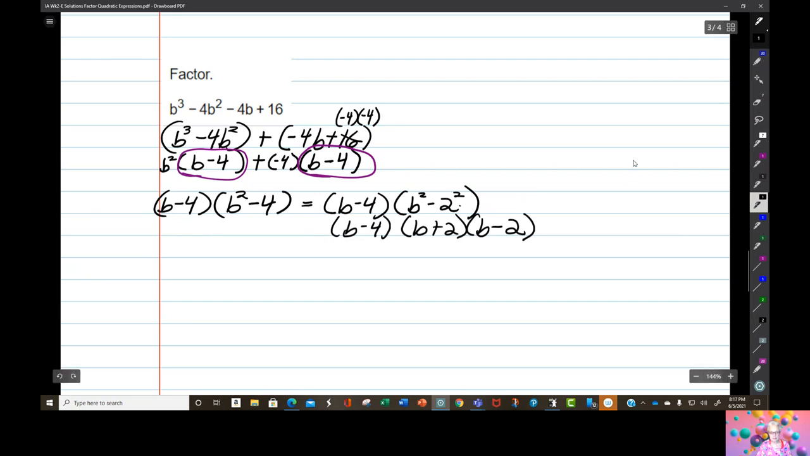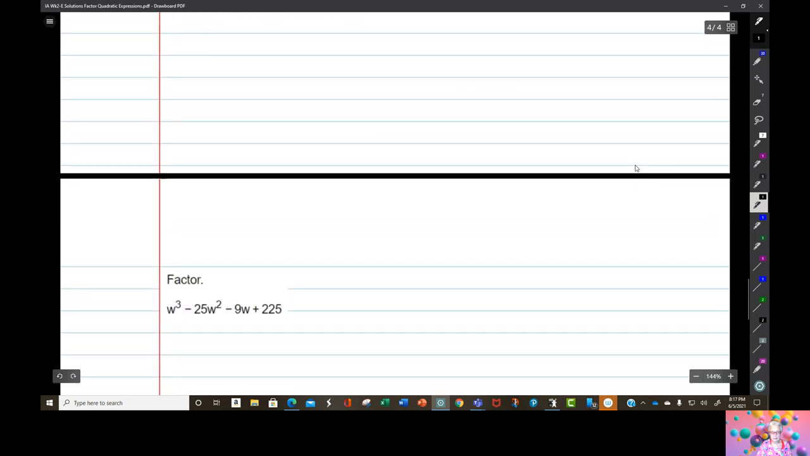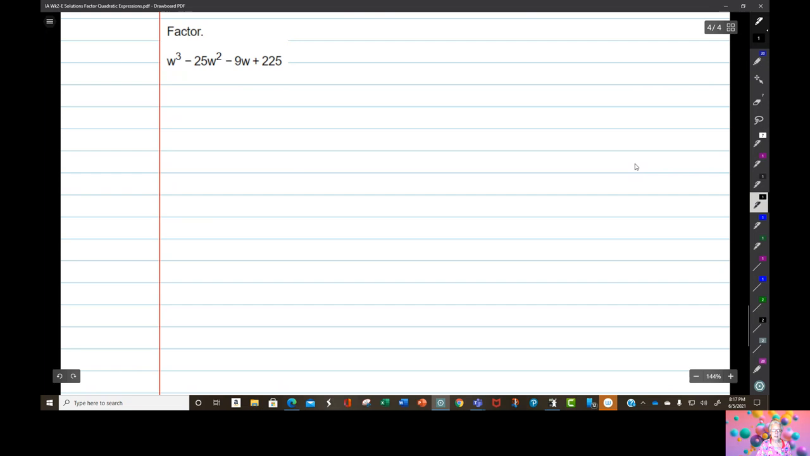One more. Okay. Have we done that problem before? No, but 225 appeared before. All right, w to the third power cubed. Anything to the third power is called cubed. So the degree of this polynomial is 3, which means it's a cubic. You'll hear more about that. 25w squared plus negative 9w plus 225.